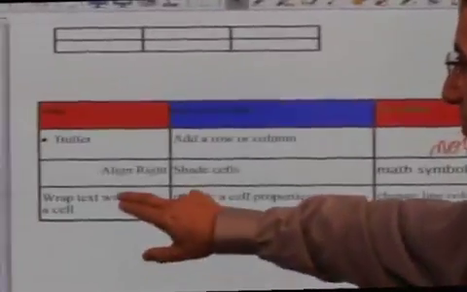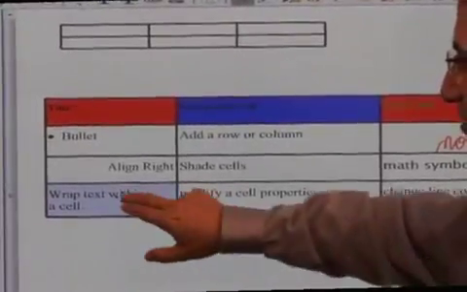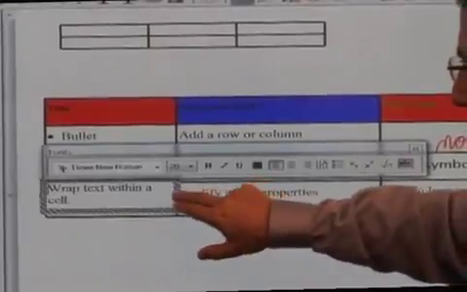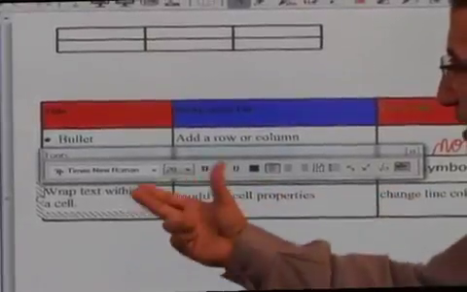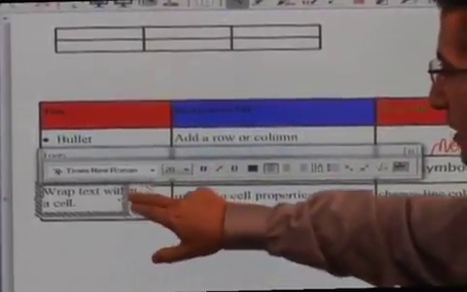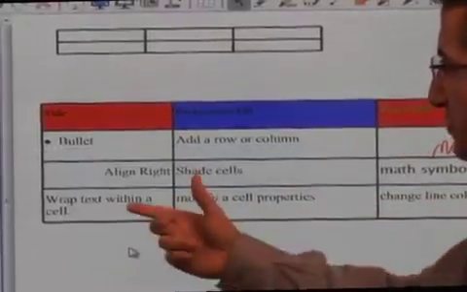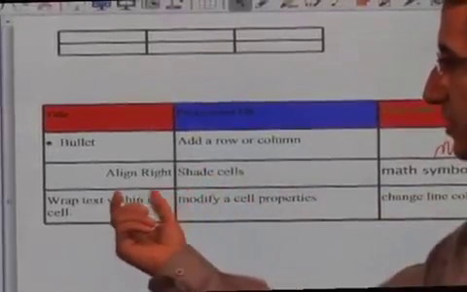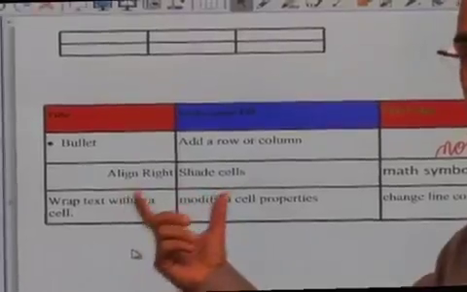I can also wrap text within cells, and this automatically happens. I can change basically how thin or thick that is, and then when I click away, it will show that in the cell, but it automatically wraps it for the length of that cell.